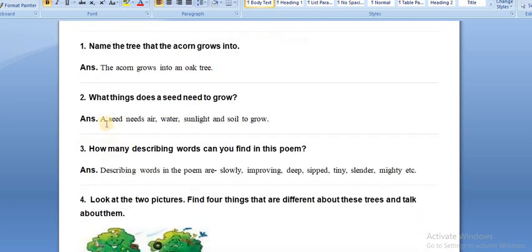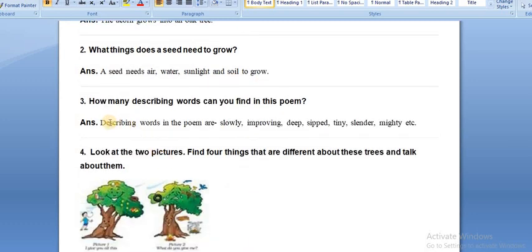Next question. What things does a seed need to grow? Seed को grow करने के लिए कौन सी things की जरूरत है? And a seed needs air, water, sunlight and soil to grow.